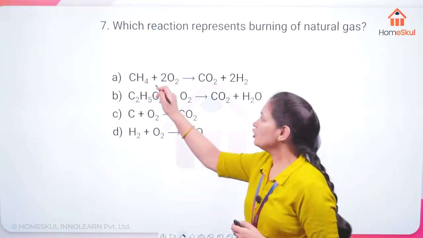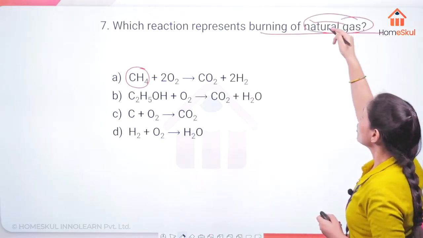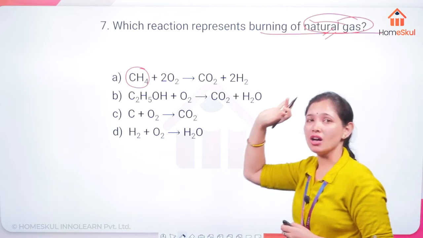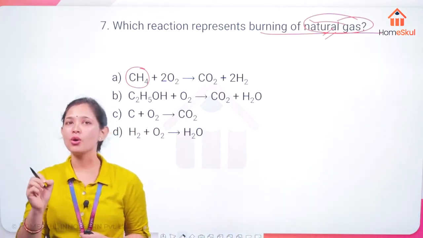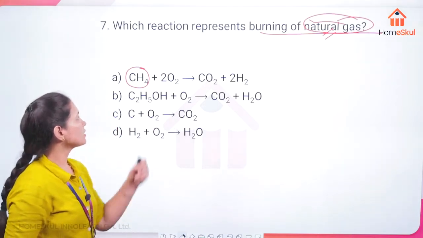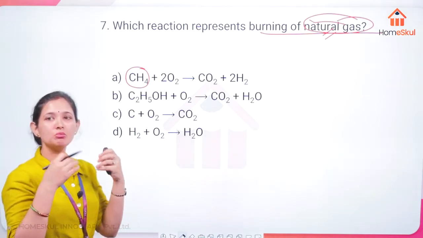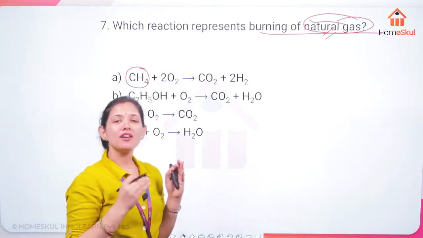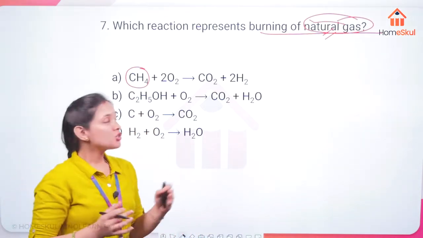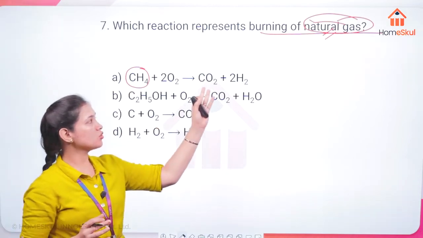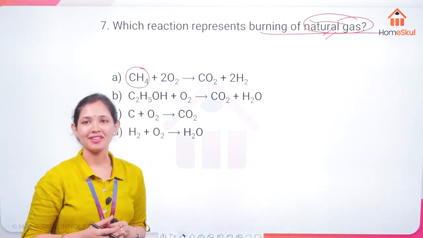Here you should just see the formula for burning of natural gas. You have to look at the natural gas formula. You should be aware of the formula, that is methane, CH4. And this equation is correct: CH4 treated with oxygen. Whenever it is written as burning, you have to imagine that by default it is going to react with oxygen. So your methane is reacting with oxygen to give you CO2 and H2O. Yes, Diya. Very good.